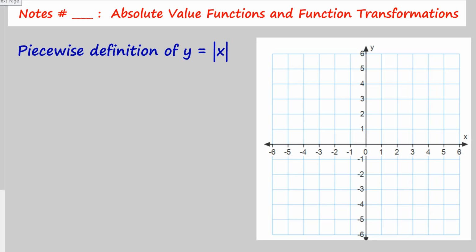Okay, today we are doing notes number 7. We're going to be looking at absolute value functions, and we're also going to be talking about function transformations. And hopefully in class for a few minutes we already talked a little bit about absolute value functions.